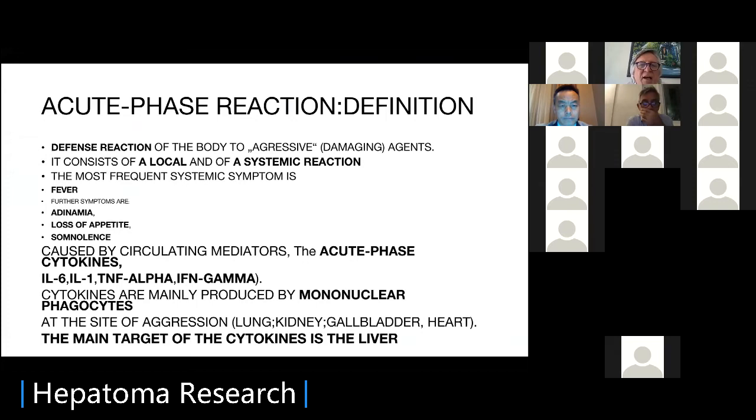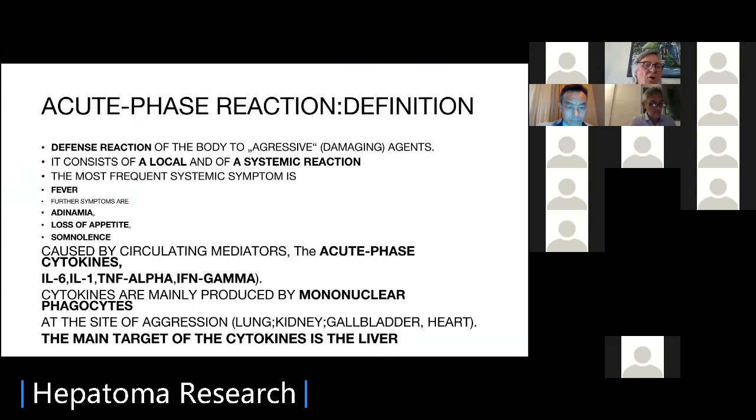So this is a reaction to an aggressive damaging agent, and it consists of a local reaction and of a systemic reaction. So the most frequent systemic symptom is fever. It's quite trivial. And further symptoms are adynamia, you don't want to move, you have less appetite, and somnolence.